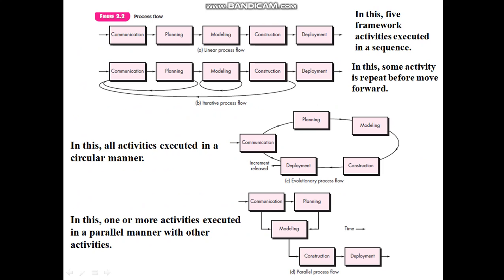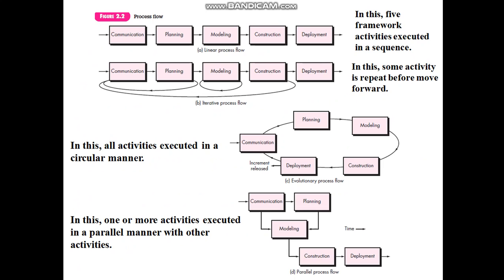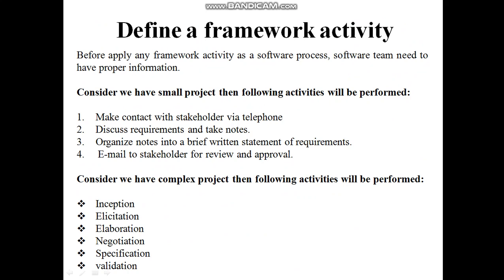In a parallel process flow, one or more activities are executed in parallel with other activities. That means one activity is executed in a parallel manner with other activities. So here we are completing the generic process model. Then define a framework activity.